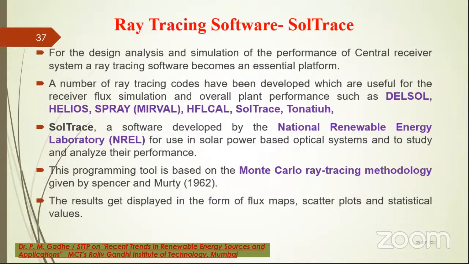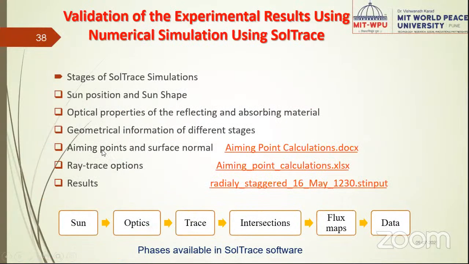In the case of thermal analysis of a fluid, we use CFD software, that is, Fluent software. In the same way, here we are using SolTrace software for the flux distribution analysis. These are the steps for using SolTrace. We first give the sun position and the sun shape, then the optical properties of the reflecting material, meaning the mirror, and the absorbing material, then the geometrical information of the different stages. Then we have to calculate the aiming points and the surface normals. An Excel program is made to calculate the aiming points. Then we trace it and get the results. I'll just show you the software.